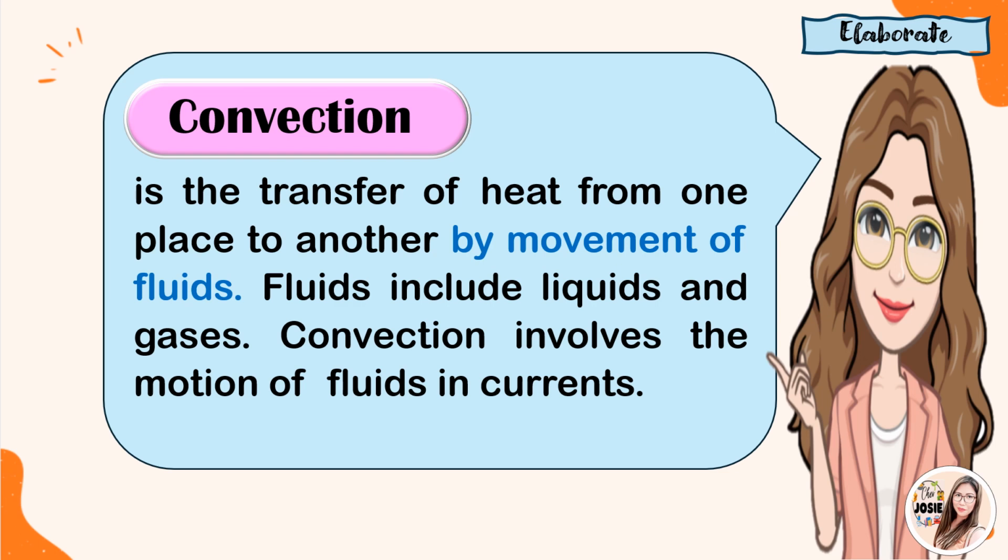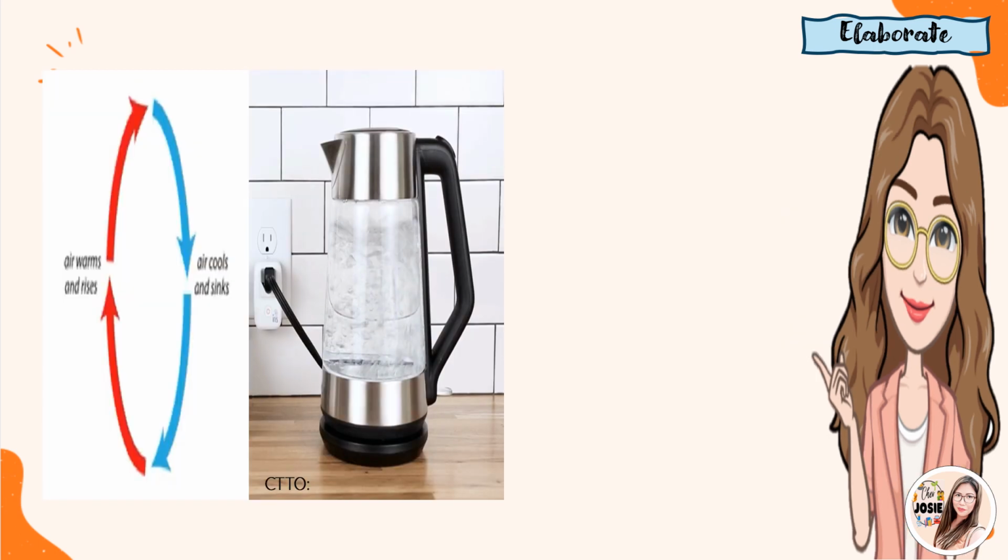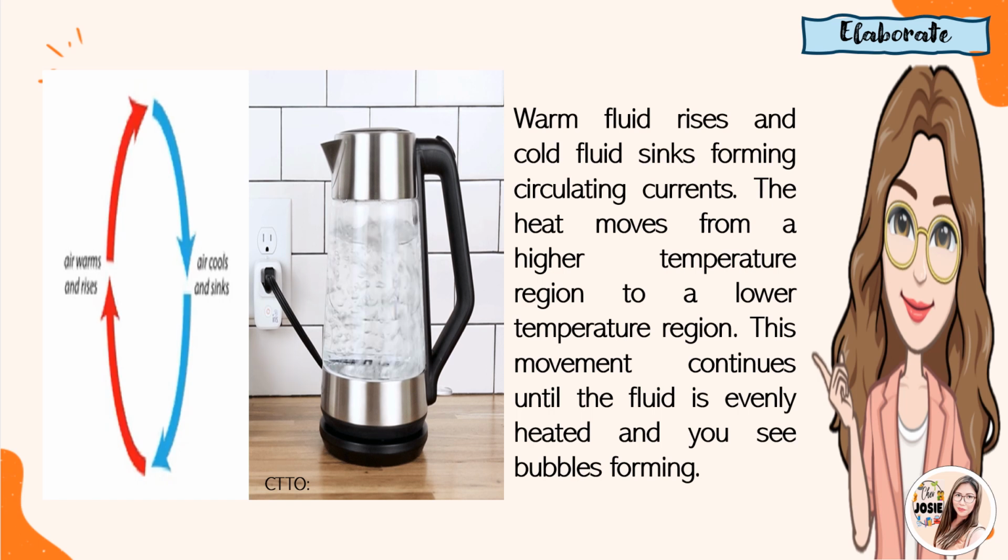When warm fluid rises and cold fluid sinks, forming circulating currents. The heat moves from a higher temperature region to a lower temperature region. This movement continues until the fluid is evenly heated and you see bubbles forming, just like in this simple video clip. As you can see, the convection current, wherein the air warms and rises, air cools and sinks.